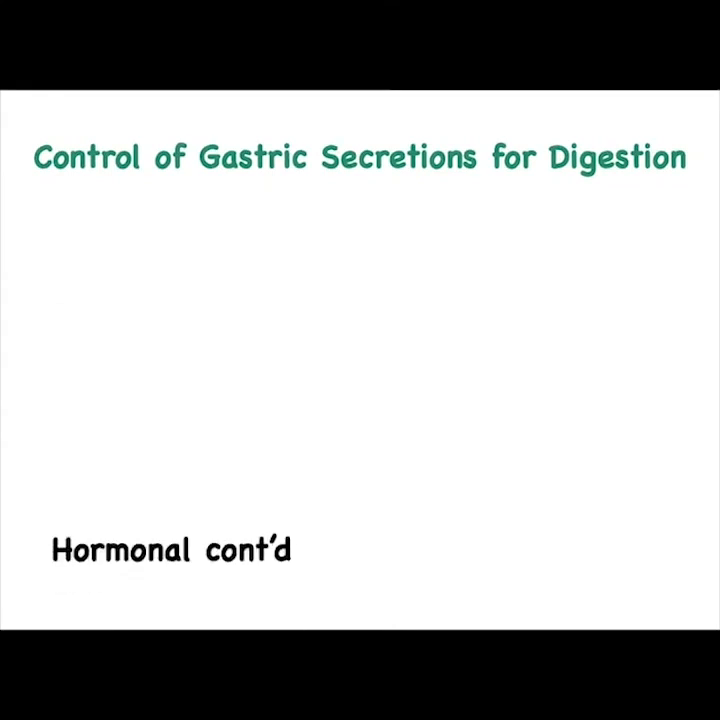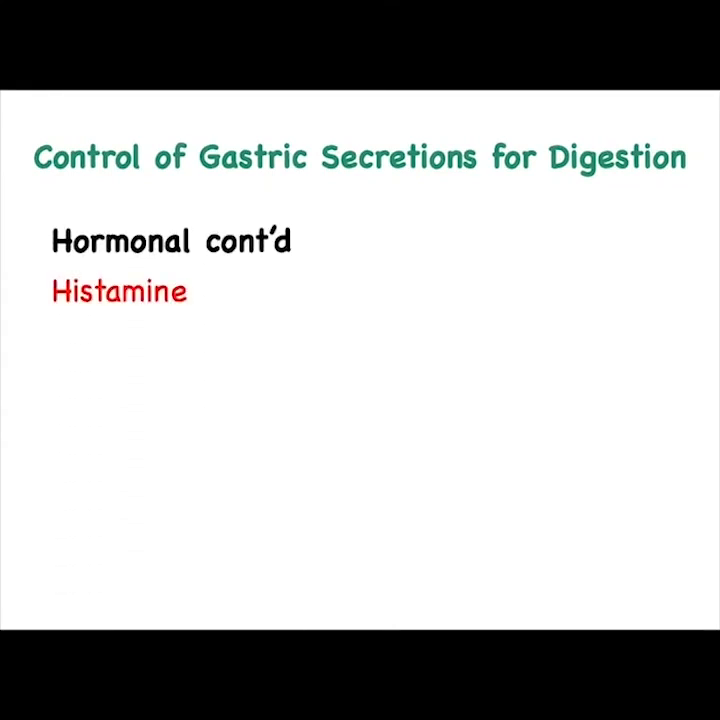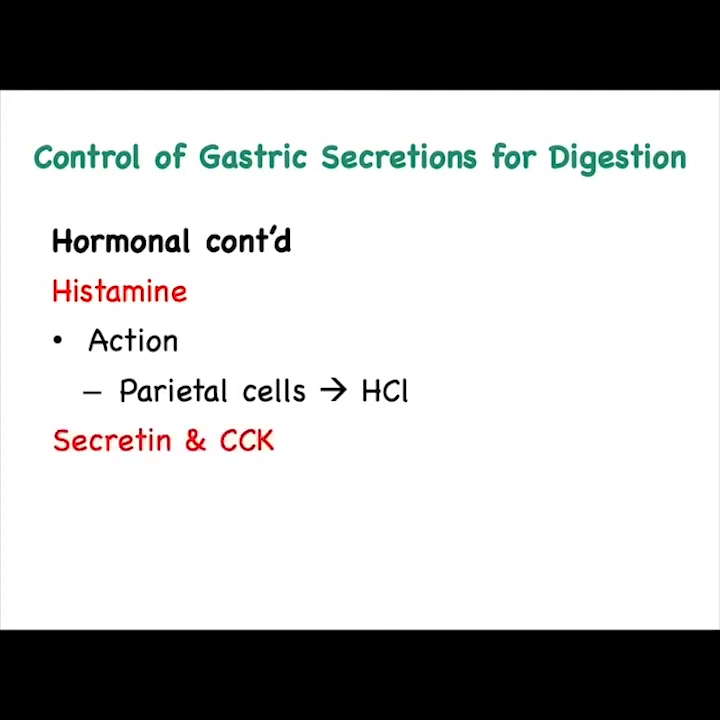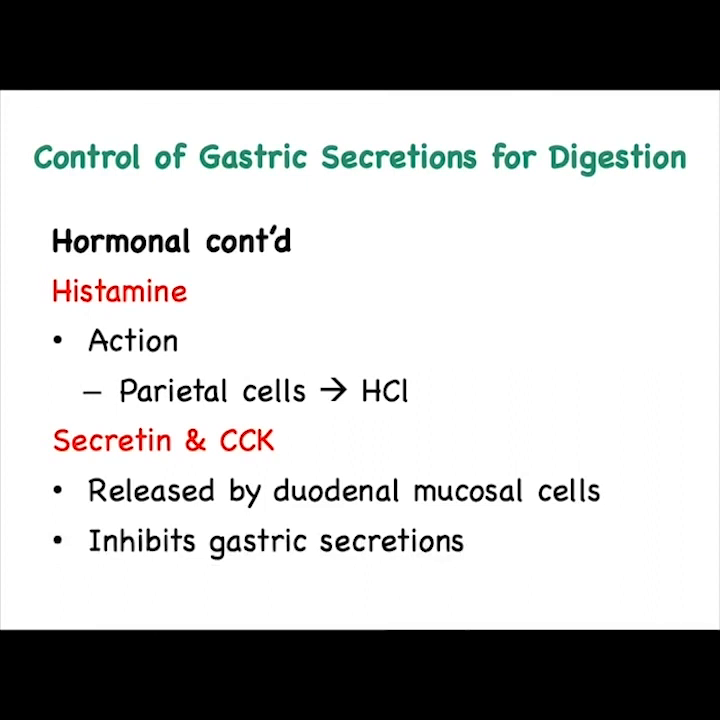The paracrine histamine is released when food enters the stomach. It stimulates the parietal cells to release hydrochloric acid. When the chyme enters the duodenum, duodenomucosal cells release secretin and CCK. Secretin and CCK inhibit gastric secretions.